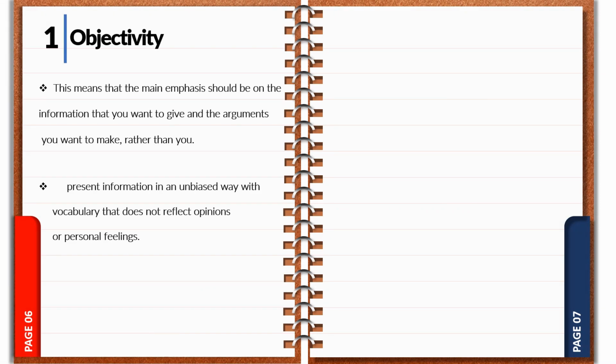Objectivity means that the main emphasis should be on the information that you want to give and the arguments you want to make, rather than you. It's objective rather than personal. You have to present information in an unbiased way with vocabulary that does not reflect opinions or personal feelings.